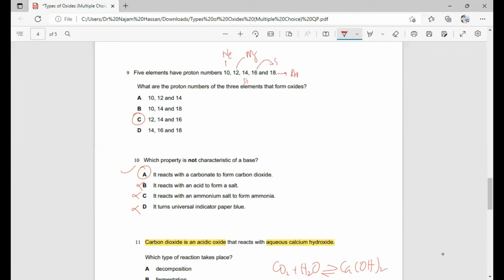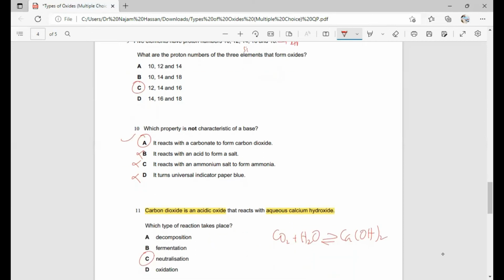So which of these proton numbers form oxides? Obviously, except neon and argon, the rest of the three, 12, 14, and 16, that is magnesium, silicon, and sulfur respectively, will form their respective oxides. Magnesium is a metal, so it will form basic oxide. Otherwise, silicon and sulfur will form acidic oxides. So that is why the answer is C, 12, 14, and 16.